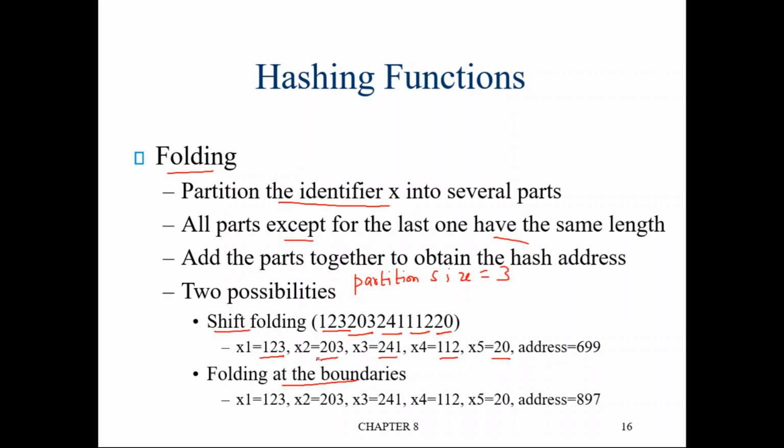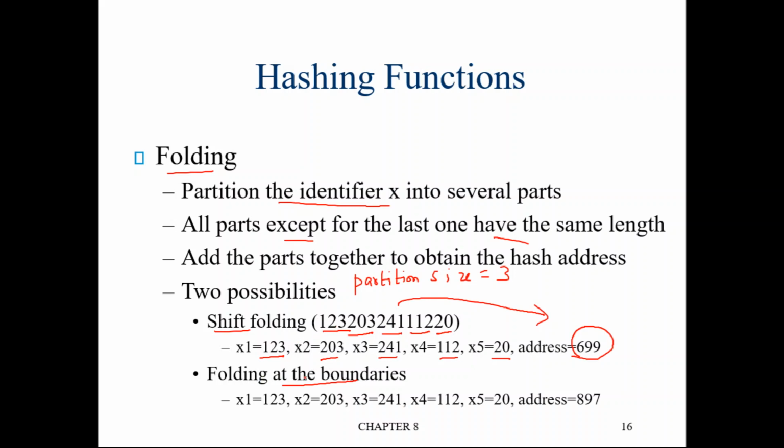Now you add all these things. If you add all these things, what you get is 699. So it means that this value should be mapped to this address 699. So this is what the shift folding technique says.